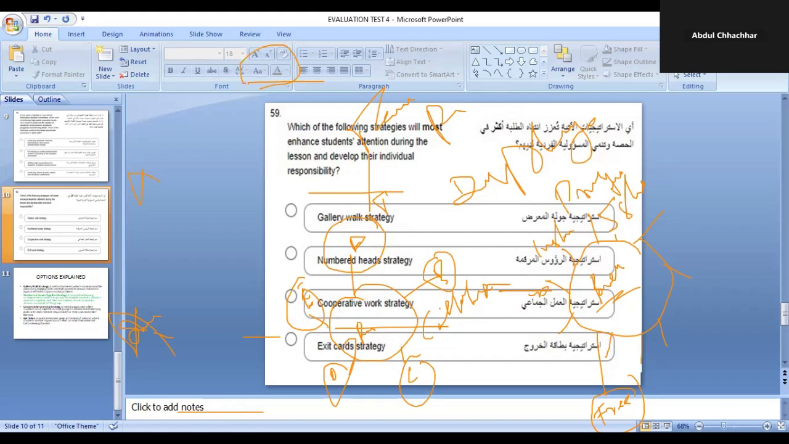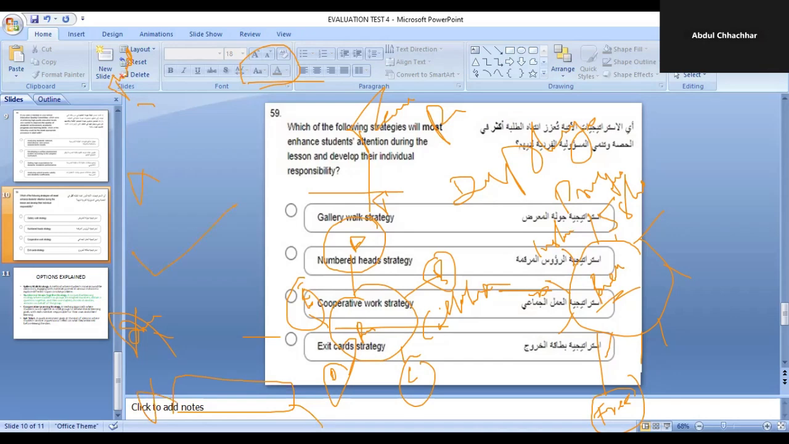Regarding the exit card, as I said, during the lesson, we are talking about teaching here. Now, exit ticket is what? Is it during the lesson? No, end of the lesson. End of the lesson, right? So how can we say this option is correct?